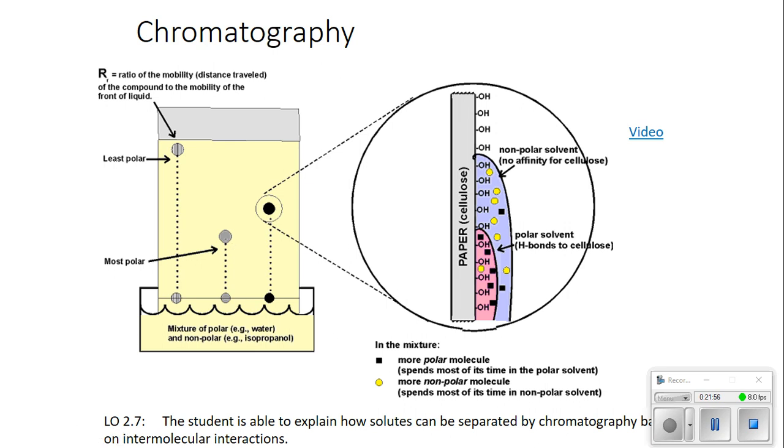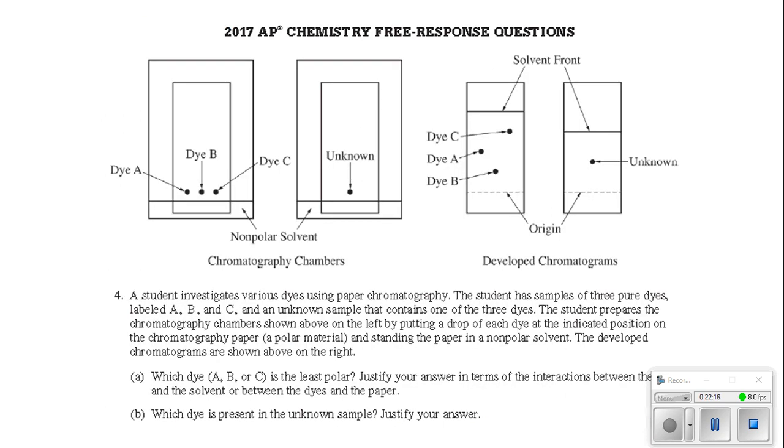Polar solutes are attracted to the paper because the paper is polar. So they won't move with the non-polar solvent. They'll stay on the paper. So if you have an unknown sample, you can separate the dyes in the unknown sample using chromatography. So this was given as the 2017 question that dealt with chromatography.